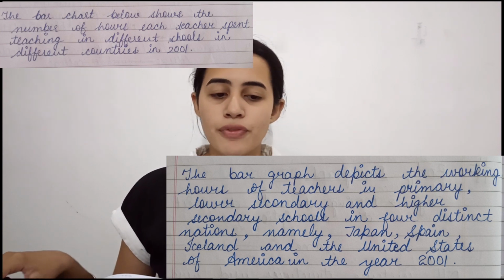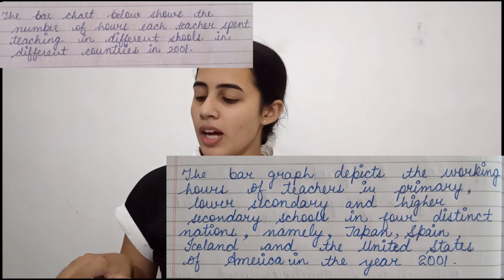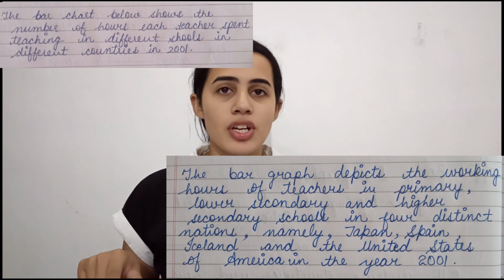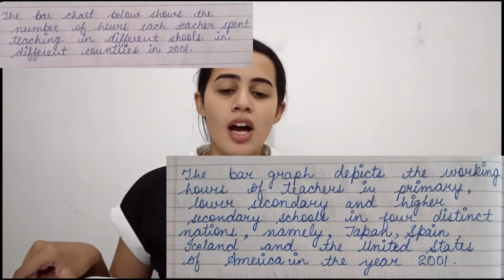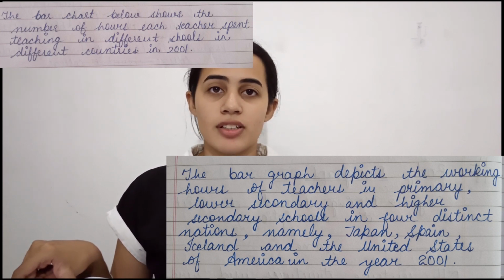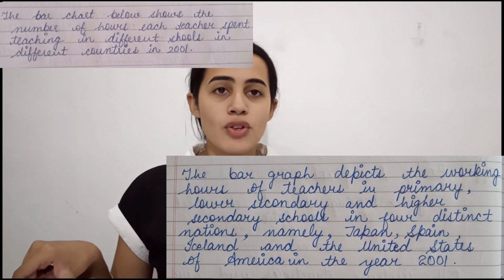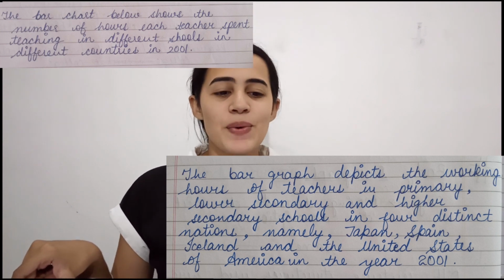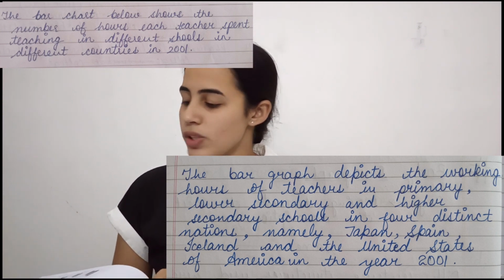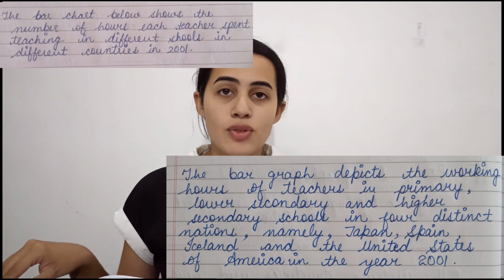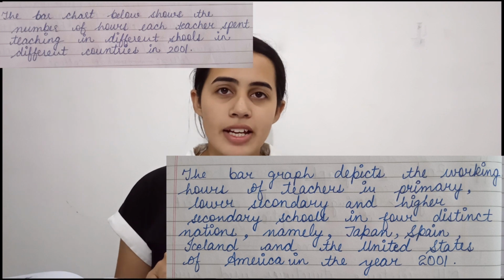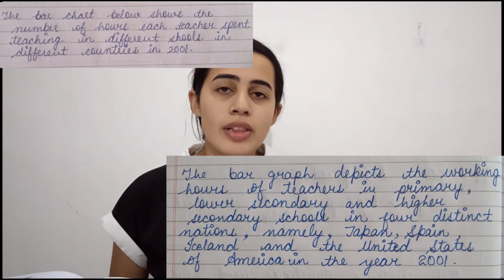The rendered bar graph depicts the working hours. Here it is written number of hours each teacher spent teaching. Now I have written working hours of teachers. Working hours of teachers means number of hours teachers spend teaching in different schools, right? How teachers work is they teach only. So we are going to write working hours of teachers in different schools, and I have written in primary, lower secondary and higher secondary schools. I have named the types of schools.